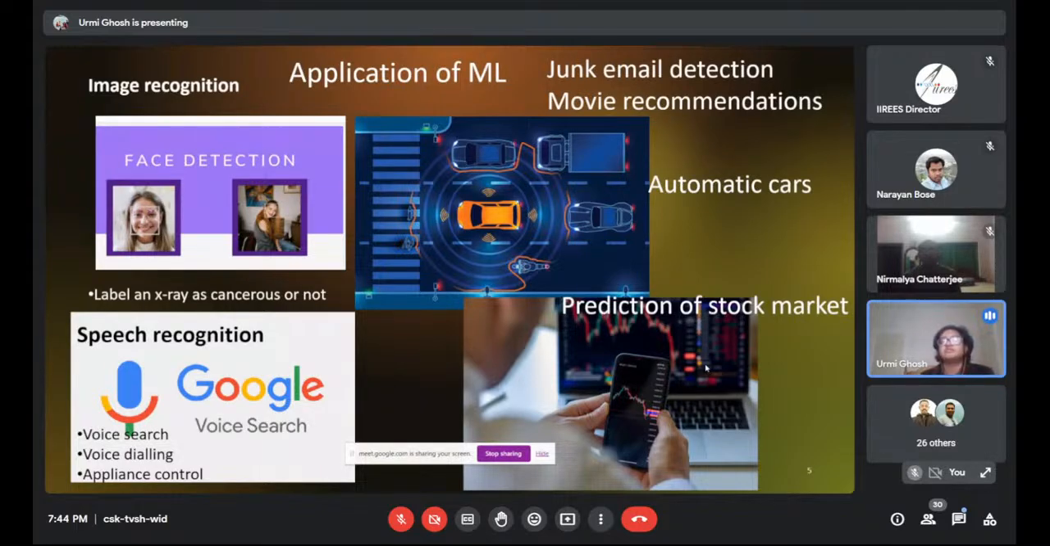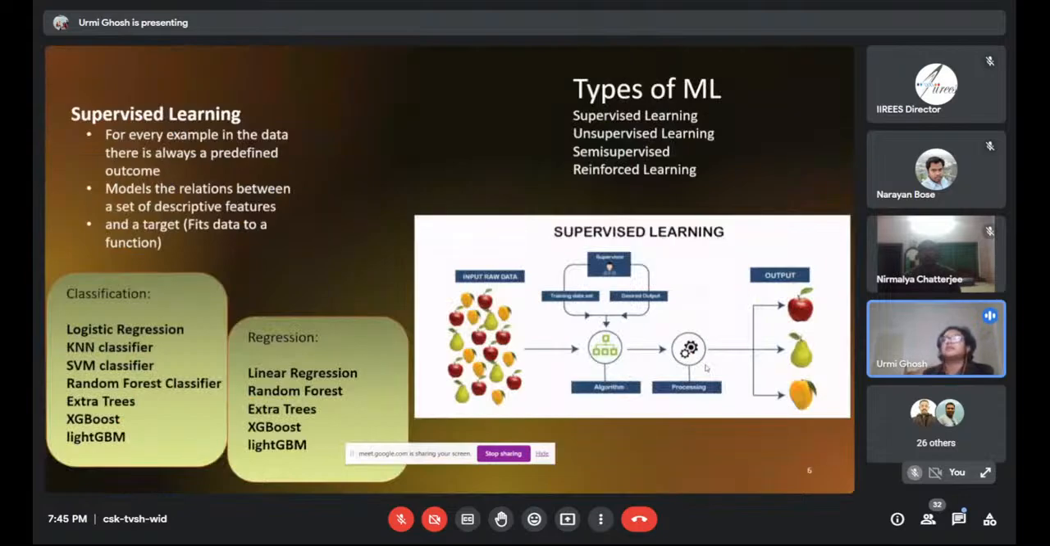In case of speech recognition, the voice search Google has, so you know them, like automatic cars, junk email detection, movie recommendations, or prediction of stock markets. So these are all different applications of machine learning. And in every case, the precision increases with the number of times the machine performs the task. For example, in case of automatic cars, for every kilometer the car runs, it gathers data: how the road is, how it should learn to drive. Of course, there is manual input from actual drivers, but even when it runs, it collects data from its surroundings.